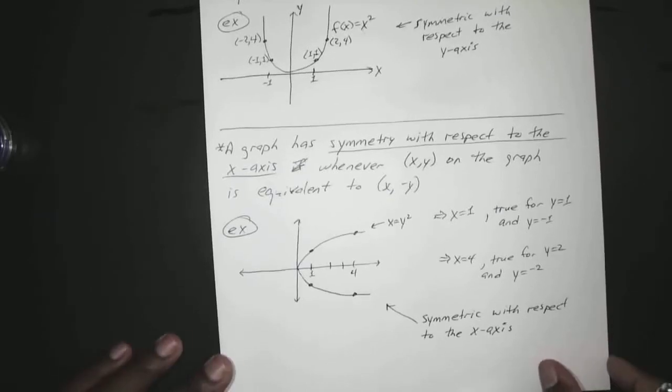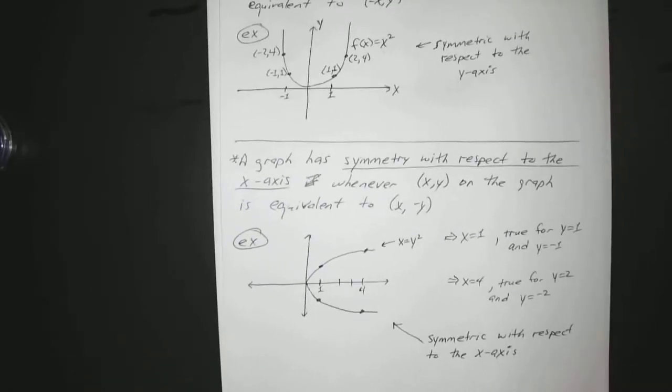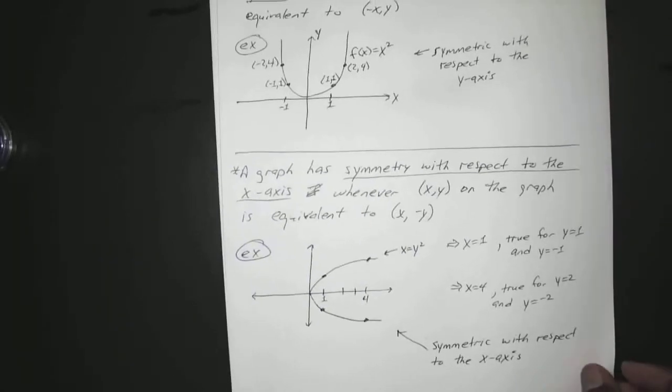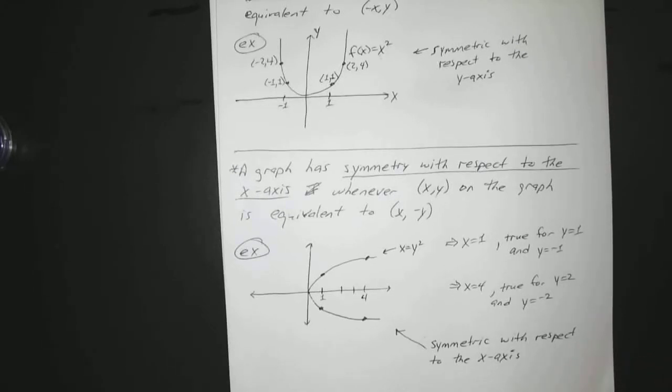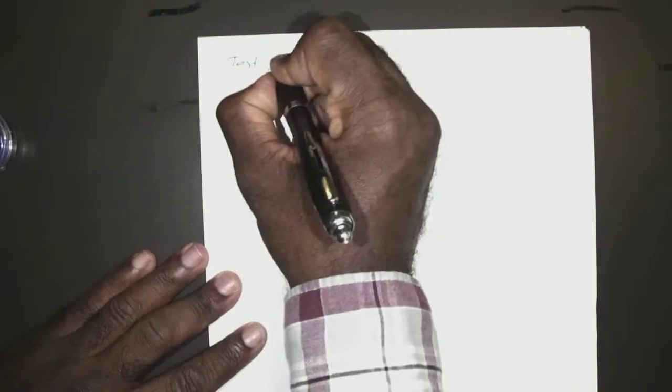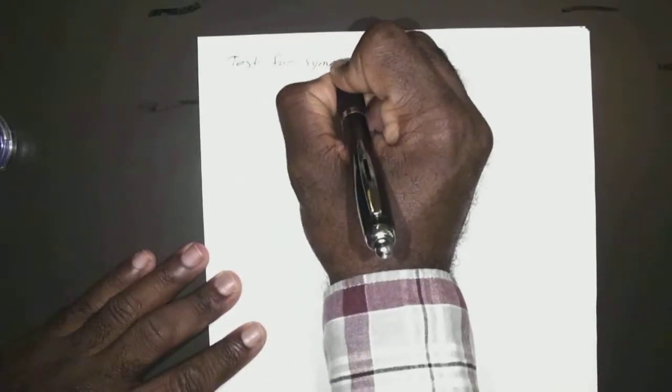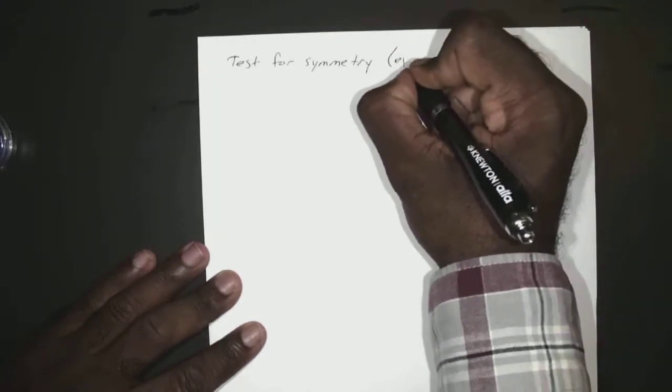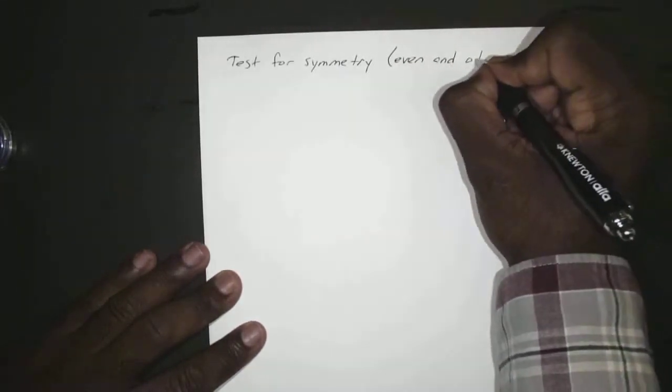Okay, so now we're just going to have what they call a few tests for symmetry when you don't have the graph, but they just gave you a function. Oh, anyone's still writing? I'll leave it up there for a few more seconds. All right. Symmetry, say even and odd functions.